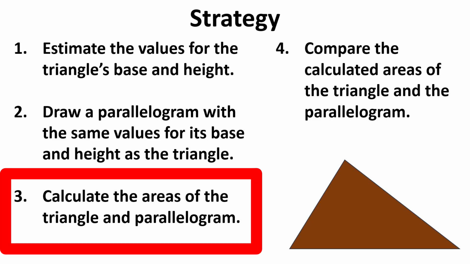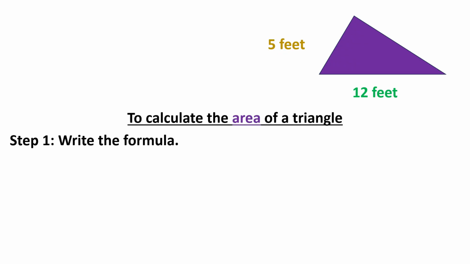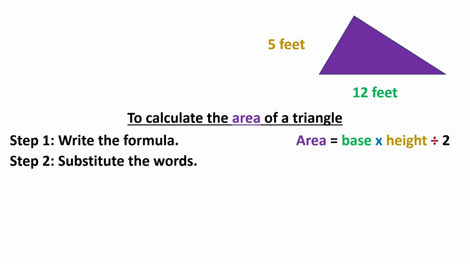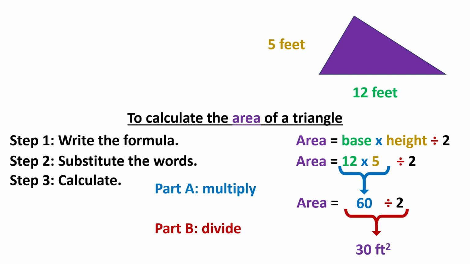Next, we'll calculate the areas of the triangle and the parallelogram. To calculate the area of a triangle, we do 3 steps. Step 1. Write out the formula. Area equals the base times the height divided by 2. Step 2. Substitute the words with numbers. In this case, the base is 12 feet and the height is 5 feet. Step 3. Calculate. We'll do this in 2 parts. Part A is to multiply. 12 times 5 equals 60. Part B is to divide. 60 divided by 2 equals 30. So the area of this triangle is 30 square feet.